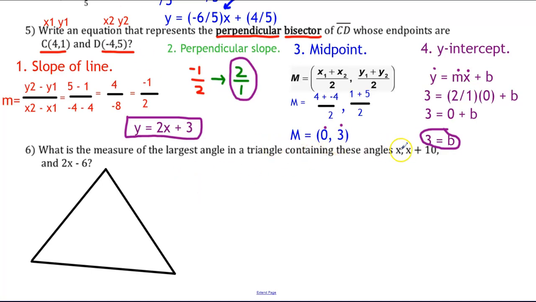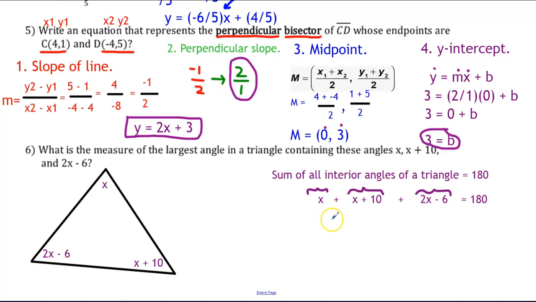Anyway, the angles are x plus 10, and 2x minus 6, so they go in any of the angles, doesn't really matter. And you'll be pleased to note that the thing that you learned at the beginning of the year still applies. The sum of all interior angles of a triangle is equal to 180 degrees. So x plus 10 plus 2x minus 6 should be equal to 180. You should remember this from when we did it in October.